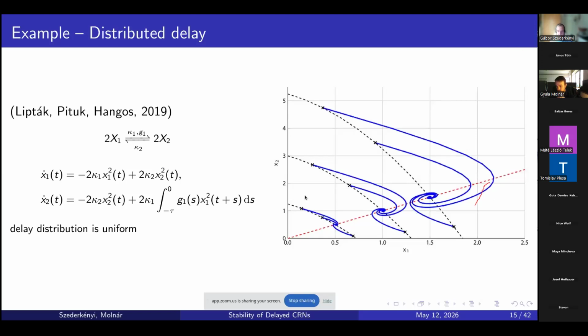This is another example for the trajectories of a system with distributed delays. A simple network again, one non-delayed reaction, one delayed reaction, and now these curved dashed black lines are the stoichiometric compatibility classes, and the trajectories are similar, so they are twisted, and the delay distribution in this case is very simple. It was a uniform delay over some interval.